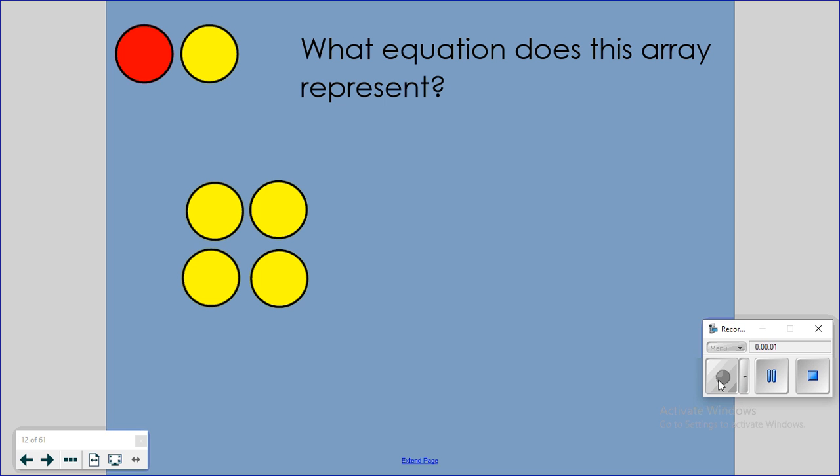Board. It is what I call a 2 by 2 array. I call it that because I have 2 rows by 2 columns. Go ahead and make that array in yellow on your desk. Make a 2 by 2 array in yellow on your desk.